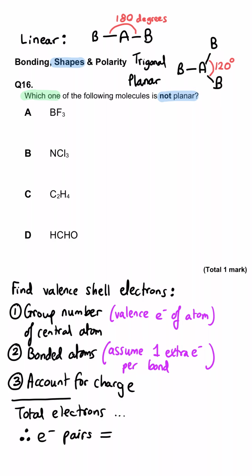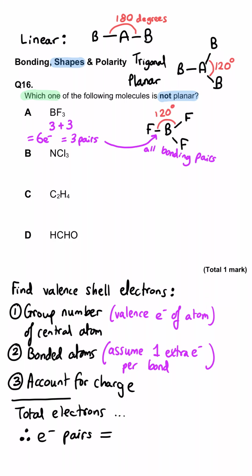So if we look at BF3 as our example, boron is in group 3, so 3 valence electrons. There are 3 fluorine atoms connected to it. That gives us a total of 6. These electrons will go around in pairs, so that means there will be 3 pairs. For BF3, there will therefore be 3 bonding pairs of electrons, and this will therefore be a trigonal planar shape. So this is planar, which means it's the wrong answer.